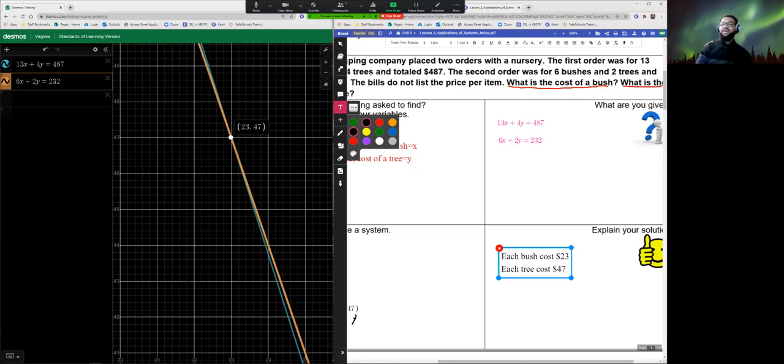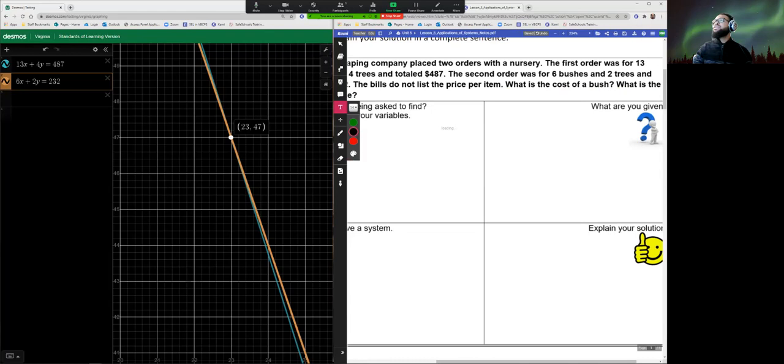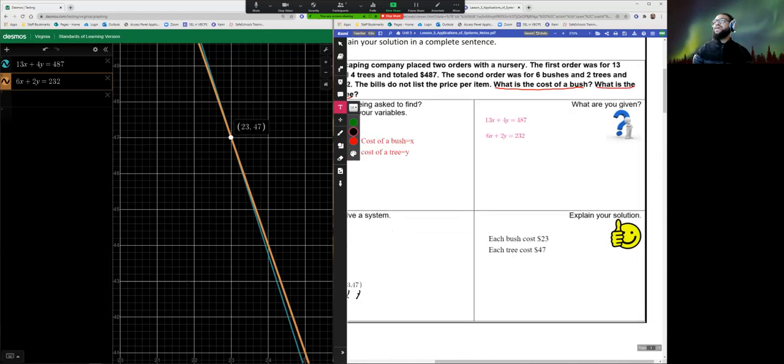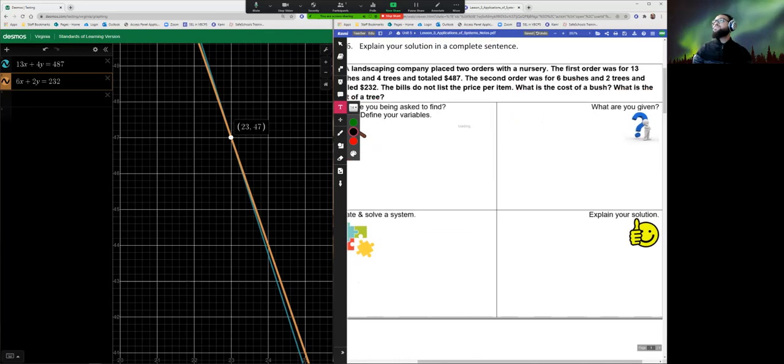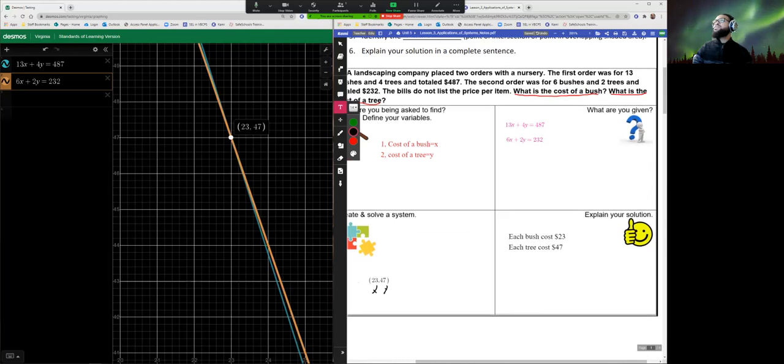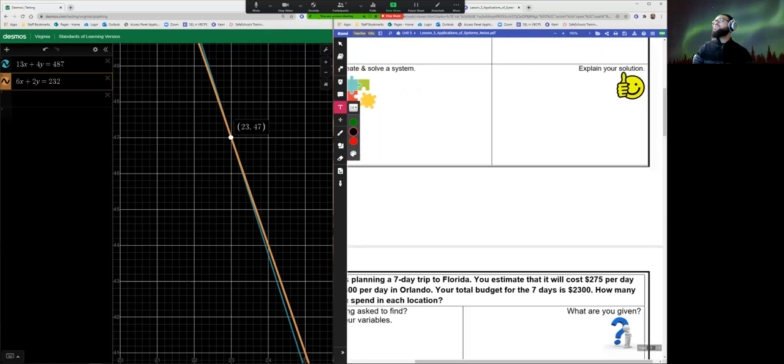All right, and we got that by first identifying what it was asking for, then identifying our variables, and using that information to set up our system, and then plugging it into Desmos, okay? So that was the whole process. Let's do another one, okay? Let me zoom out a little bit to try and get it all.